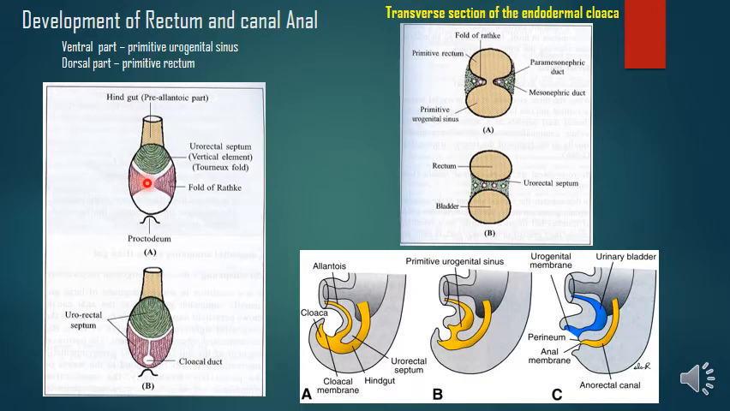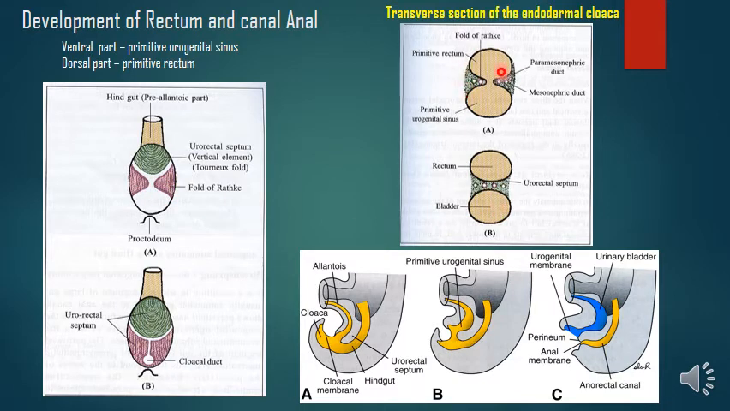The lateral elements, these two, are called the folds of Rathke, or Rathke's folds. They project inwards from each lateral wall of the cloaca, growing towards each other. These three elements grow towards each other and fuse to form the septum. Each Rathke's fold contains a mesonephric duct, also called the Wolffian duct, and a paramesonephric or Mullerian duct.